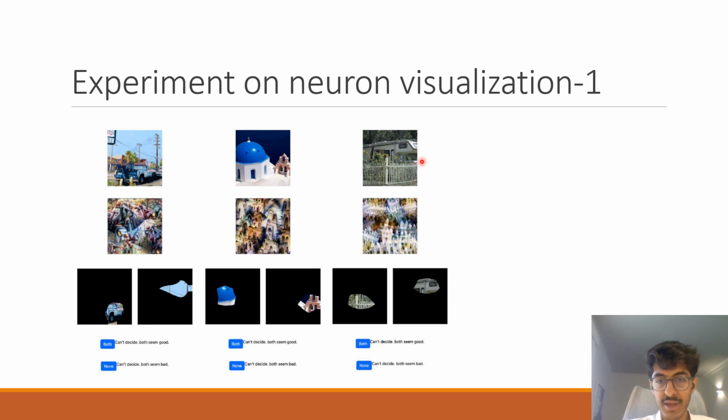And in the third example, we showed a neural visualization of the fence class and an image, and obviously the most related part to the fence class is this region rather than this region. And if the user guessed correctly, we know that this neural visualization is informative enough that the user is able to understand that this region is more relevant.